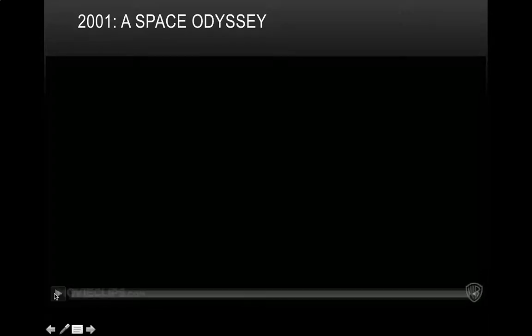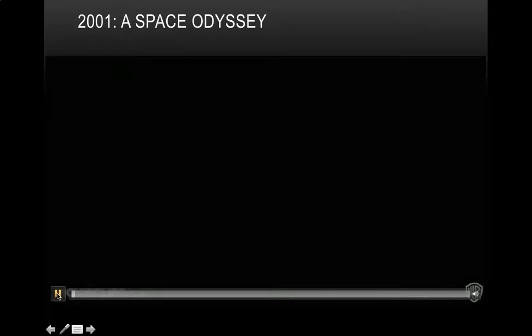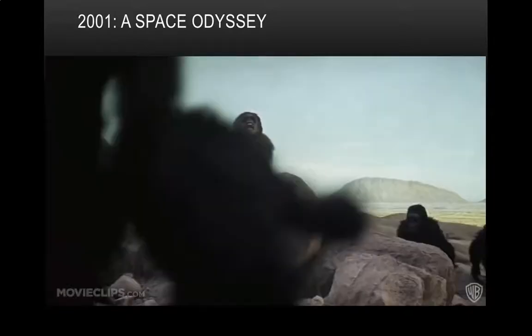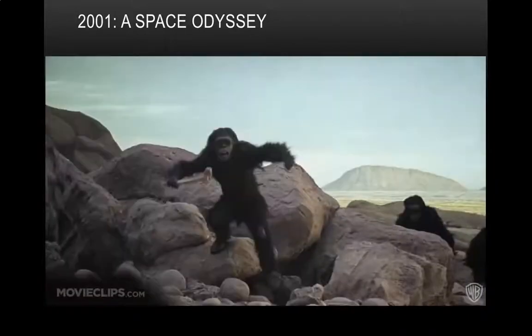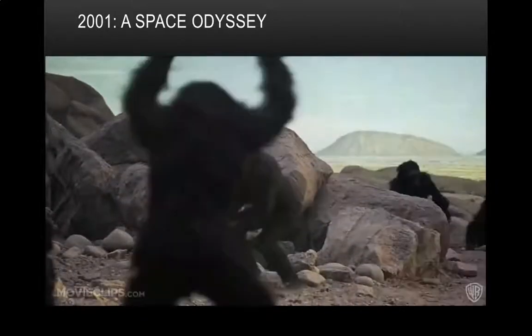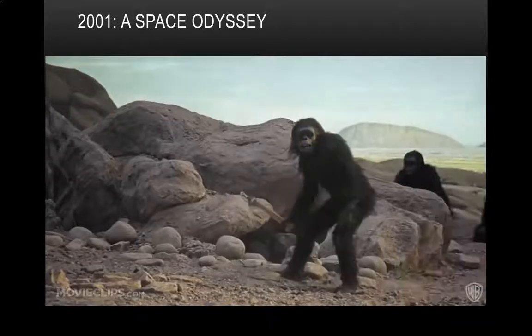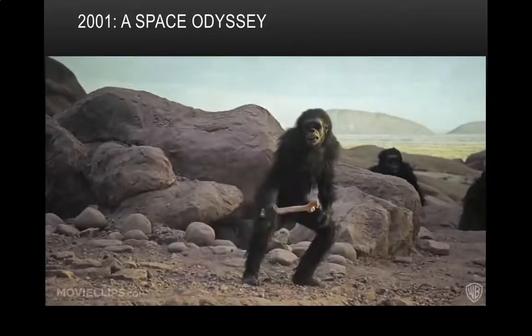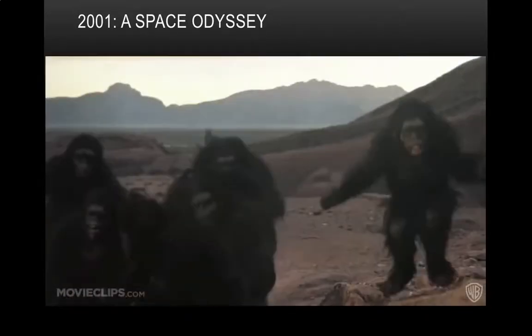I have a little clip here, a famous clip. I won't show the whole clip here, but from 2001: A Space Odyssey, showing the first time that our early ancestors would have used technology. This one hominid here has figured out how to use a bone as a weapon. And that's what this scene is.